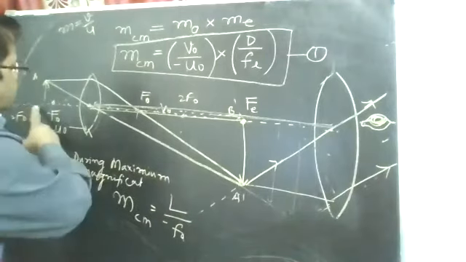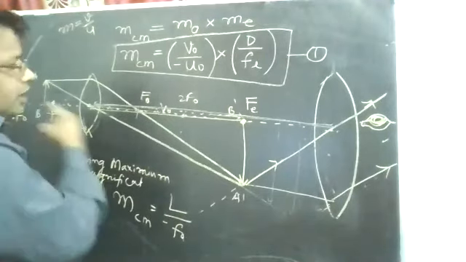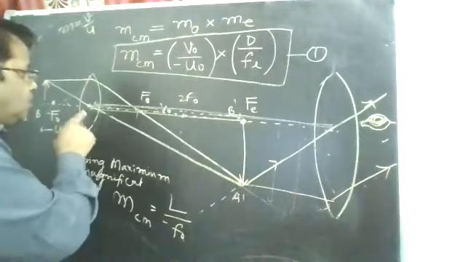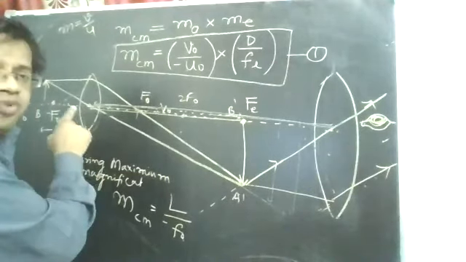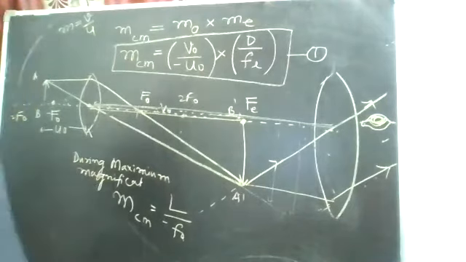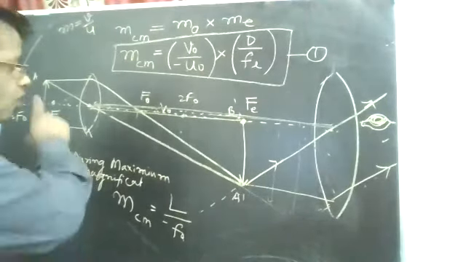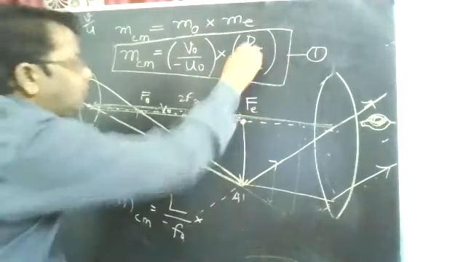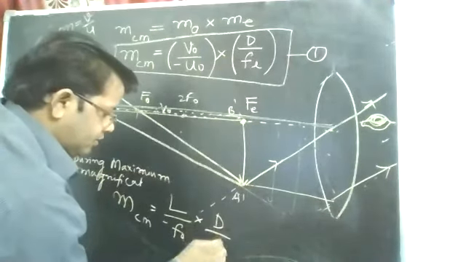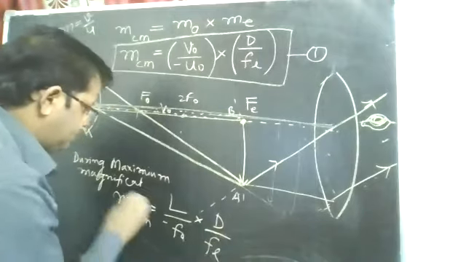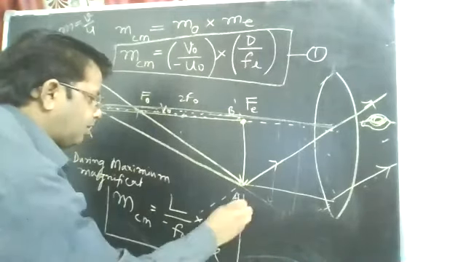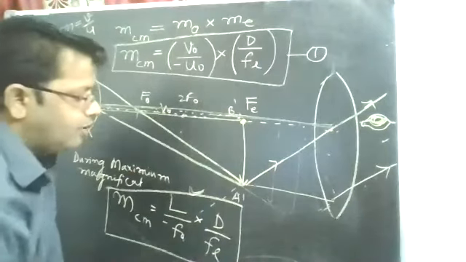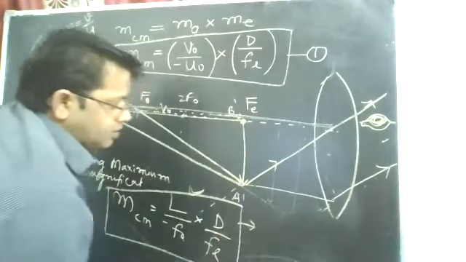Because when the object shifts close to F, the image forms at a very large distance. But see here, the focal length of this lens is very, very small, because the size of the object is microscopic. Now, into D by FE. This is the magnification formula of the compound microscope during maximum magnification.